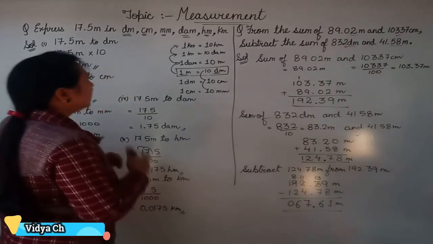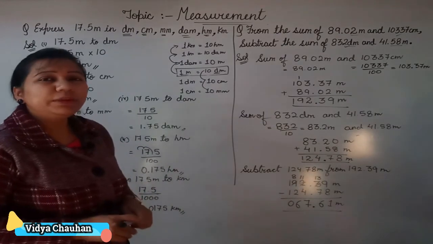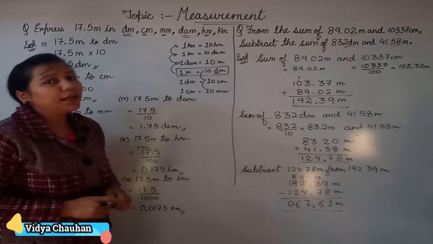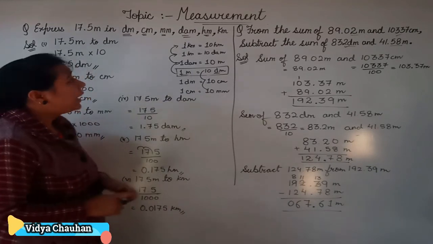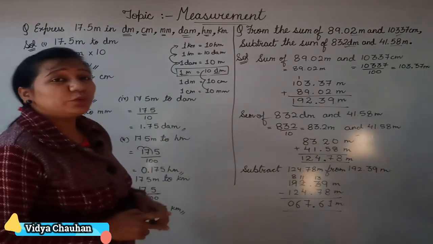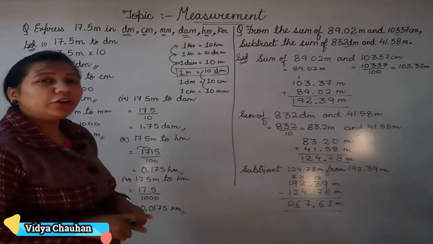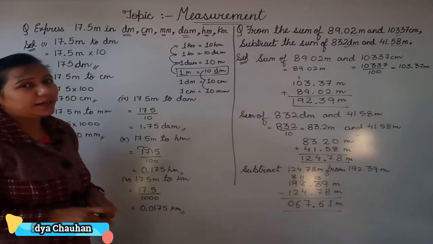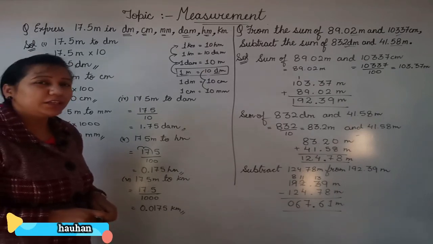I hope the conversion table related to length, mass and capacity is clear to all of you, and similarly the two questions we have discussed are also clear in your mind. Related to this, there are a few more questions in your book exercise. Kindly go ahead and complete your exercise in your notebook.